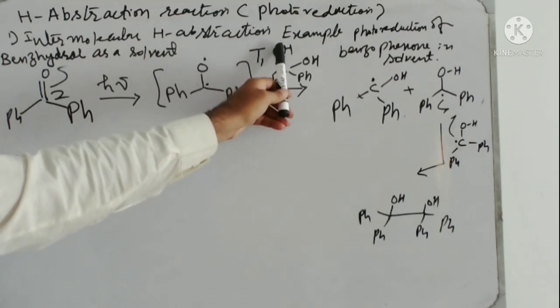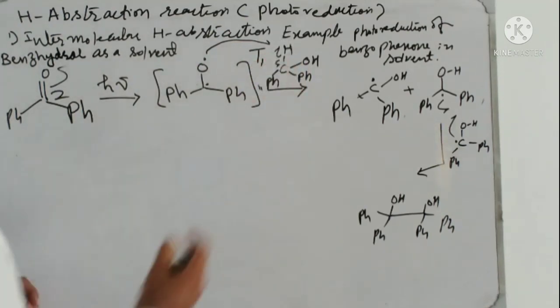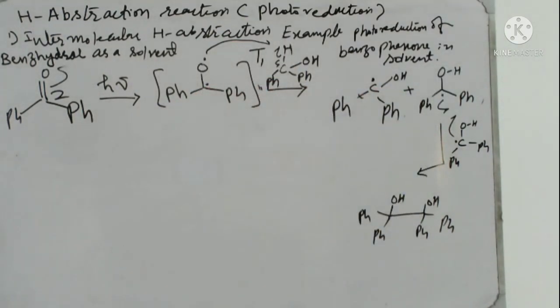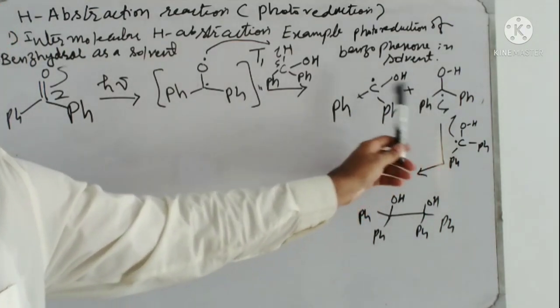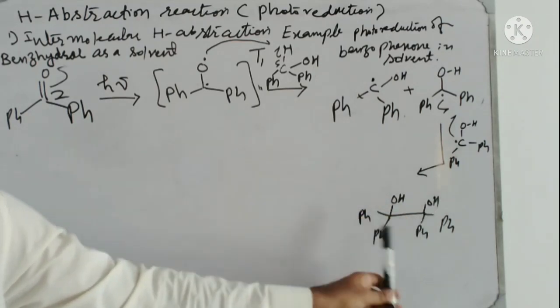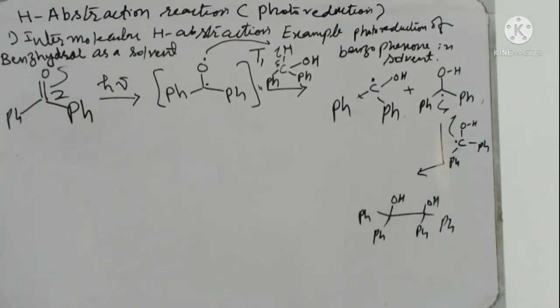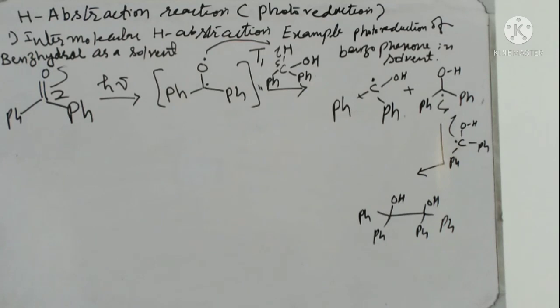and this hydrogen radical then forms this OH and produces the radical here. So these two radicals now combine to form this. Now this is the benzopinacol product. So a single product is formed. This gives basically the single product benzopinacol, when these two radicals combine.